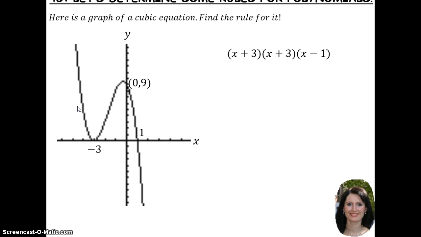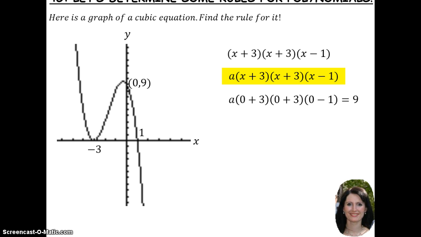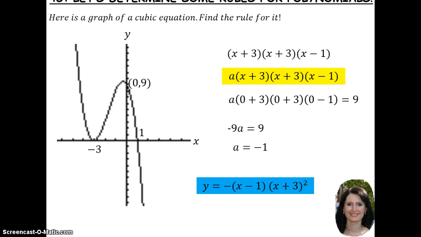We also go through the 1, so that's x minus 1. We want to find a, so we've got a, x plus 3, x plus 3, x minus 1. Let's sub in that point of 0, 9. X is 0 and y is 9. We end up with -9a equals 9, and a equals -1. So therefore, our equation of this curve will be y equals -x minus 1, and then x plus 3 squared.